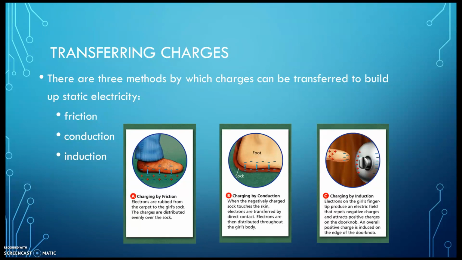Induction in this illustration is happening. You can see that there's electrons on the girl's fingertip, which produce an electric field that repels negative charges. So it's going to push those negative charges in that doorknob away and attract the positive ones. And this is going to give that an unbalanced charge where it's positive on one side and negative on one side.